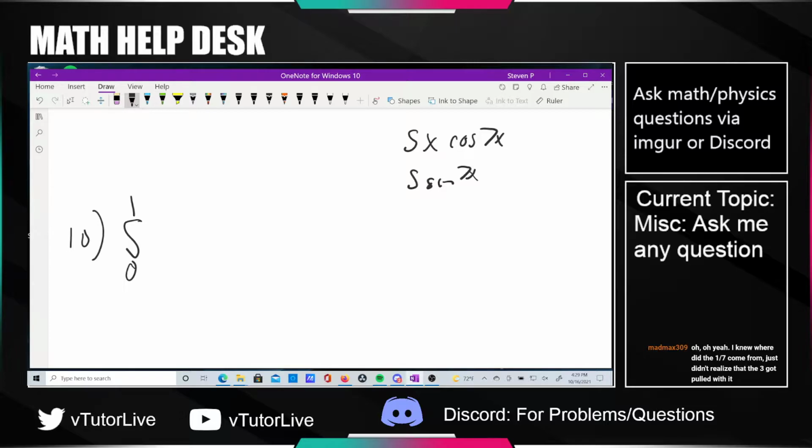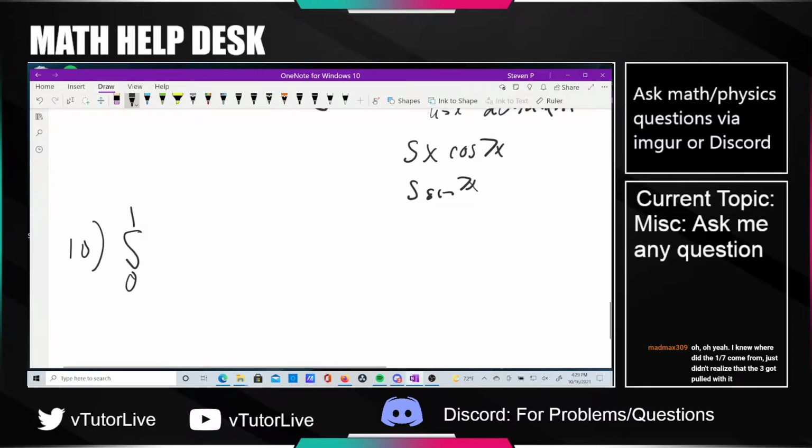Just didn't realize where the 3 got pulled with it. Yeah. The 3 was just from, it popped out from taking a derivative, right?